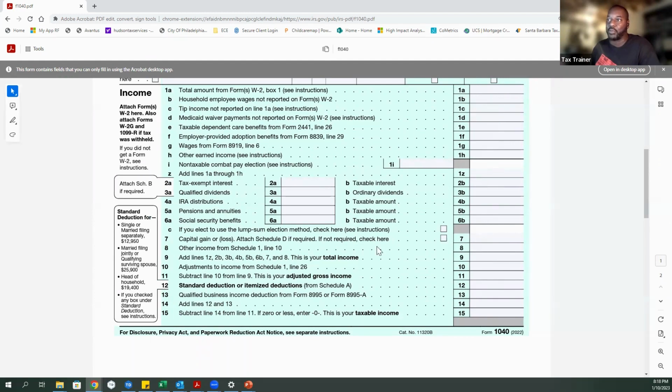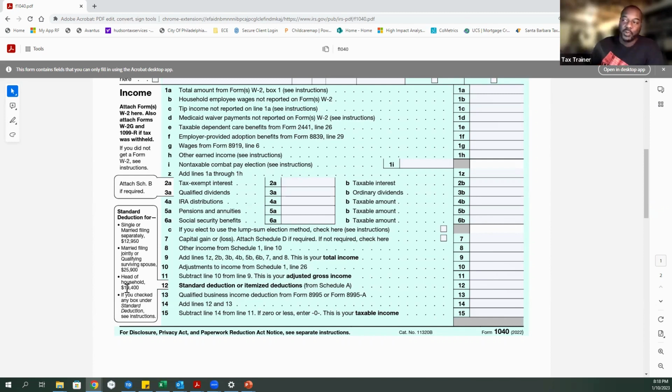That $30,000 would basically carry down and say, that's my total income, $30,000. If I had some adjustments like student loan interest, I could reduce that $30,000 by that. But let's say I have no adjustments and my adjusted gross income is still $30,000. Now, if I am head of household, I can reduce that $30,000 by $19,400.